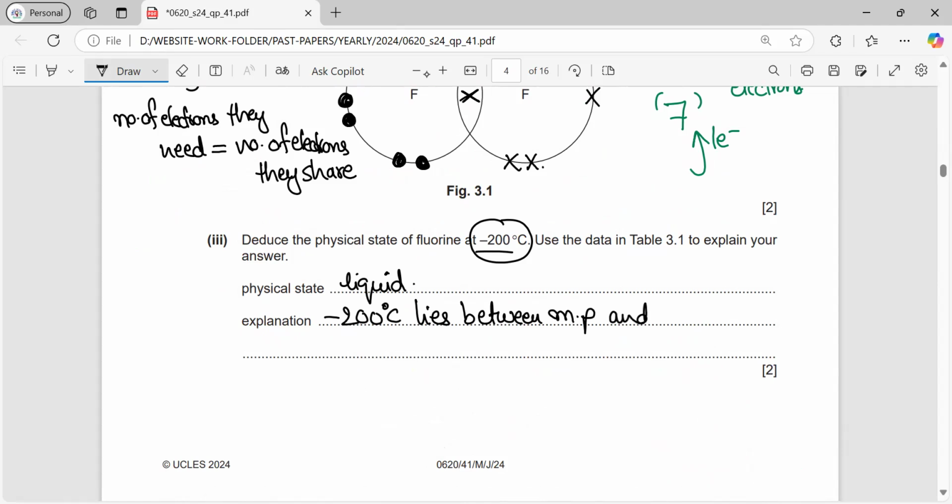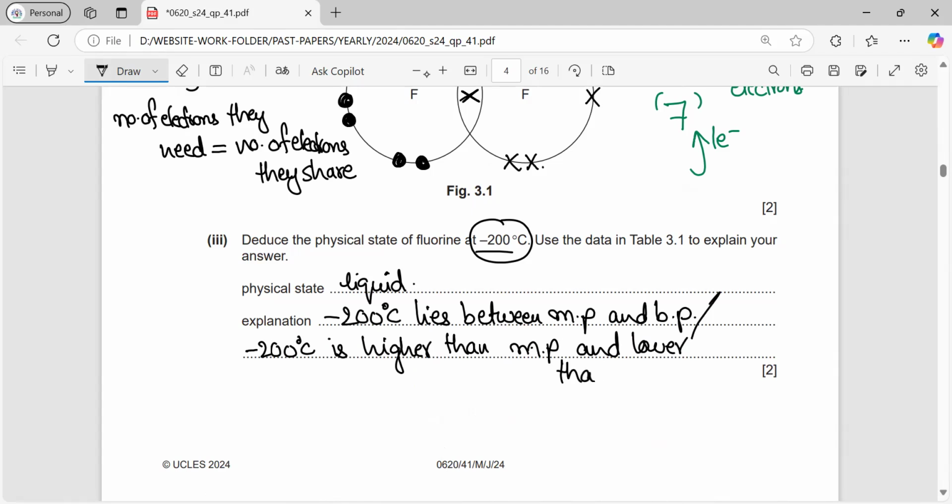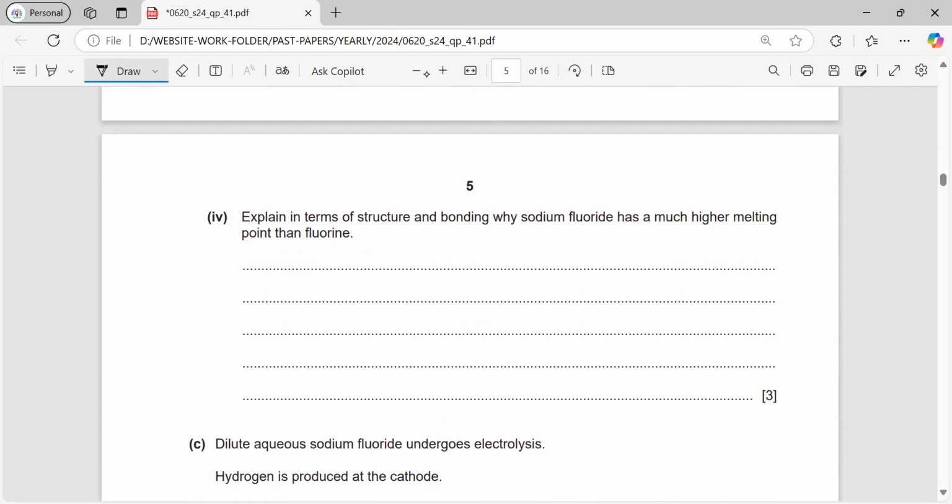Melting point and boiling point. Or you can also write that -200 degrees Celsius is higher than the melting point, and it is lower than the boiling point. You can write anything, -200. Next, explain in terms of structure and bonding why sodium fluoride has a much higher melting point than fluorine.